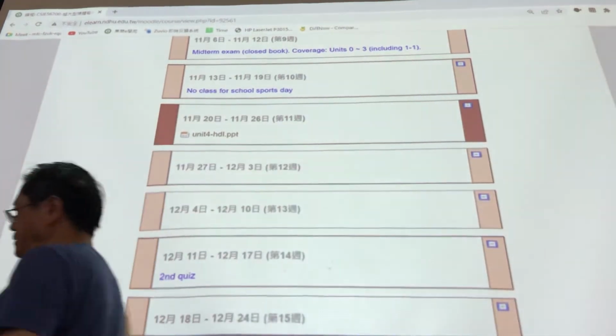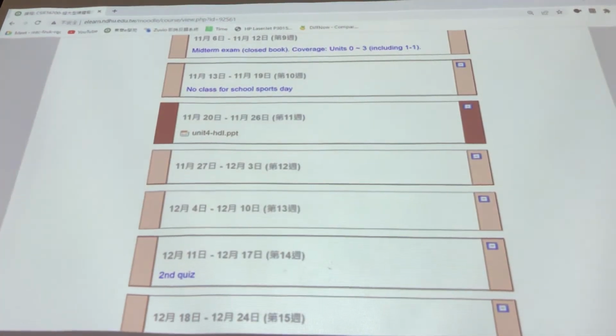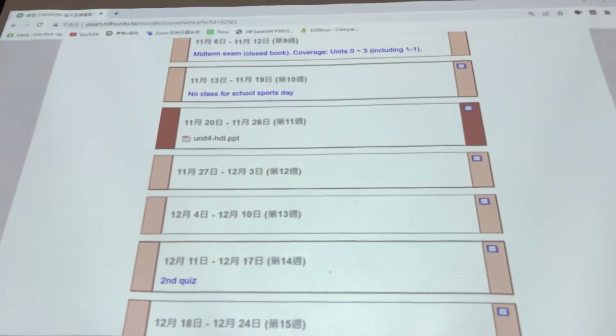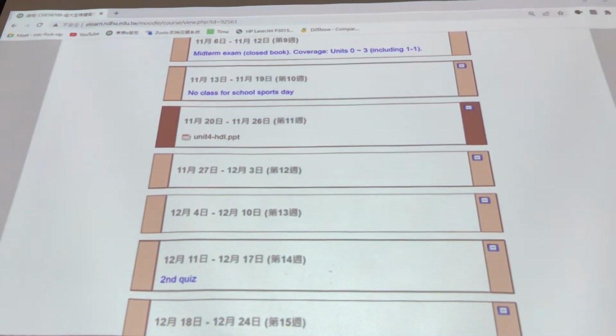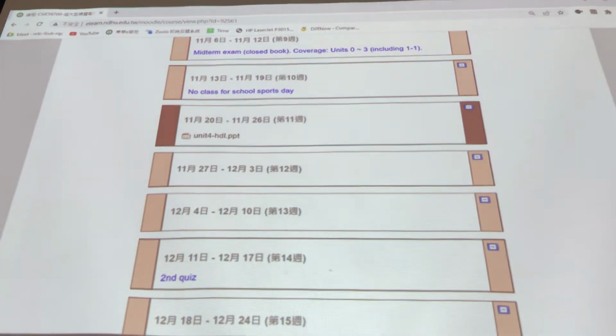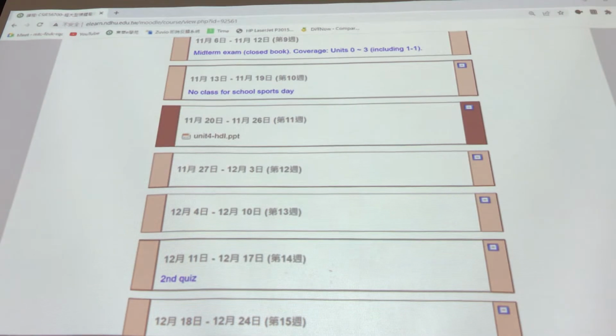Okay, let's look at the learning system. We are now here, 11.3. So today I'm going to talk about high-level description language, and namely Verilog language.